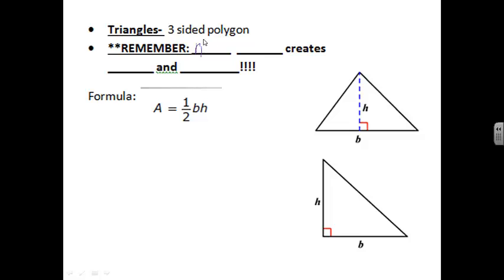Remember, the right angle creates base, which is our B, and height. Okay? The right angle creates our base and our height. So on every single shape, you got to find that right angle first.